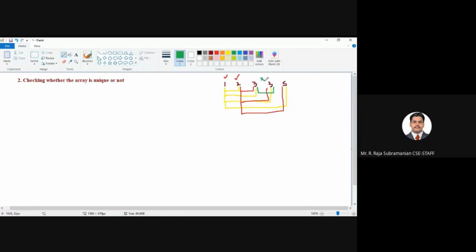In this way, I have to make the comparisons, right? Now a small question to you. Now I'm checking 3 with 3. Next, if it is somewhat like 4, what should I do? I should go for 3 with 5. Do I have to compare 3 with 2 again?